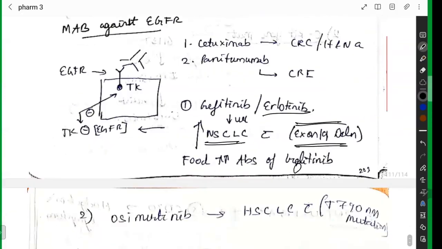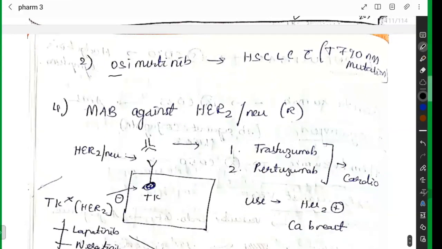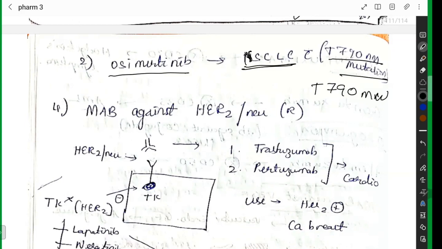Now coming to osimertinib. Osimertinib is helpful in lung cancer. You can also use this in non-small cell lung cancer, but with the T790M mutation. With the exon mutation, you are going to go for a different drug.